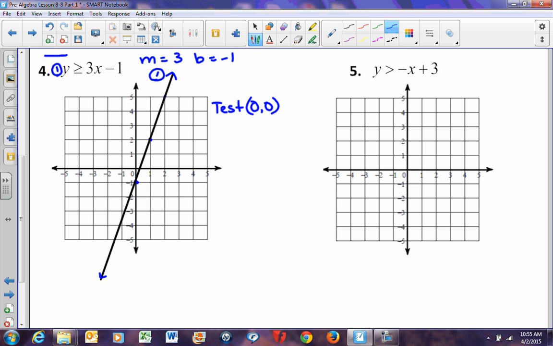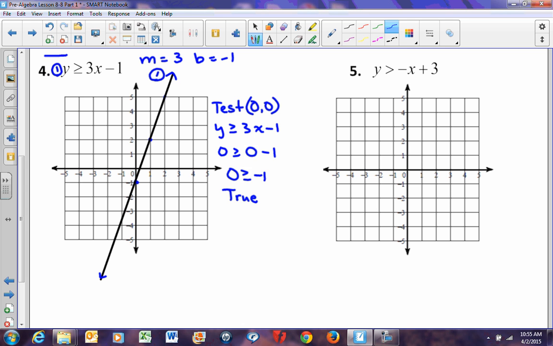I'm going to put 0, 0 into my original equation, the equation y is greater than or equal to 3x minus 1. X is 0 and y is 0. So y becomes 0 is greater than or equal to 3 times 0, which is 0, minus 1. 0 is greater than or equal to negative 1. That is a true statement. 0 is indeed greater than negative 1.